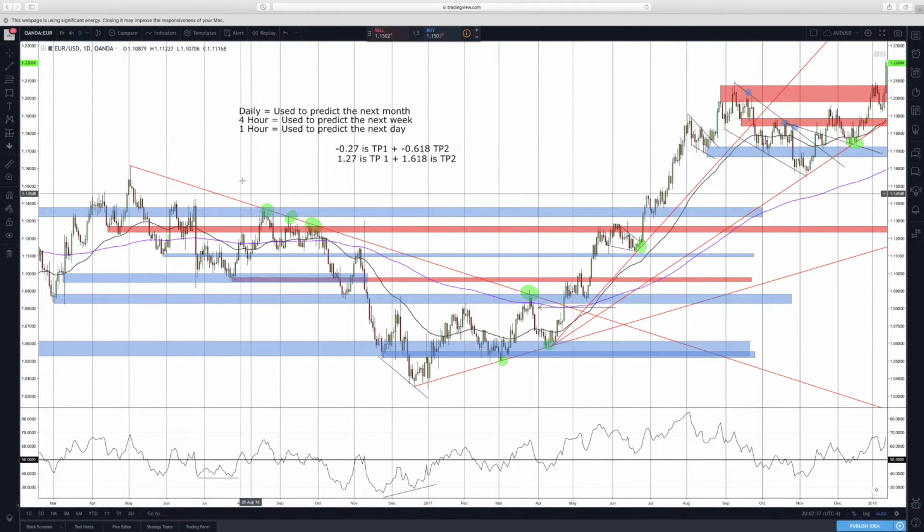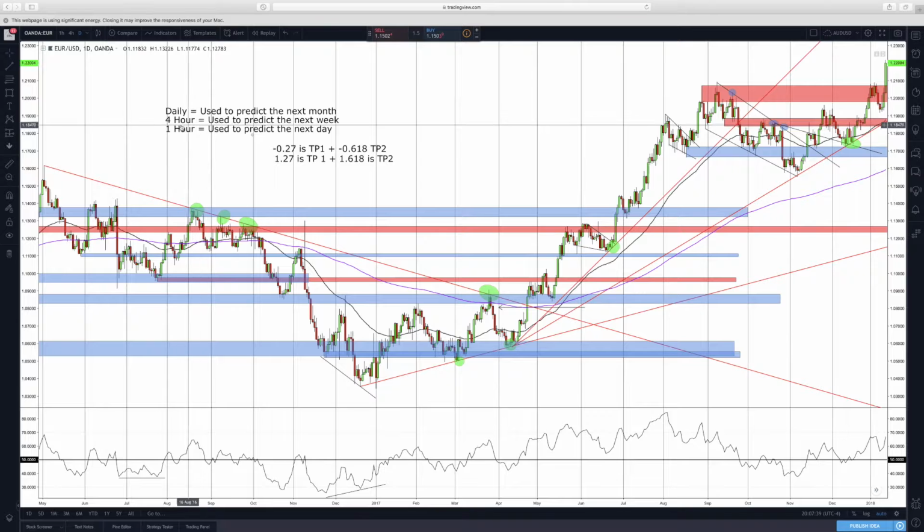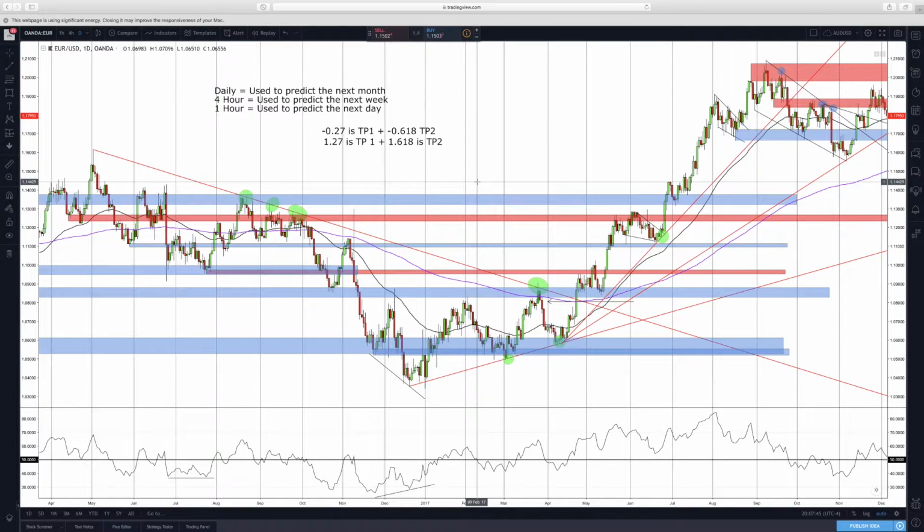That way your 1 hour chart shows you your daily, your 4 hour your weekly, and your daily your monthly. And then these are your take profit levels. And use these in conjunction with your other confirmations. You don't want to use them solely by themselves, because it's not going to give you as much probability of a winning trade when you're just using the fibs.